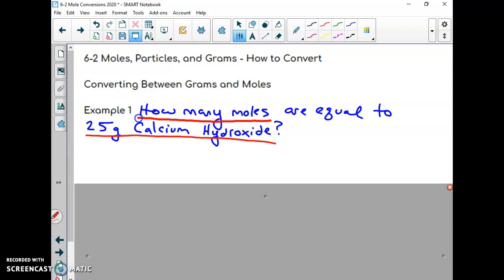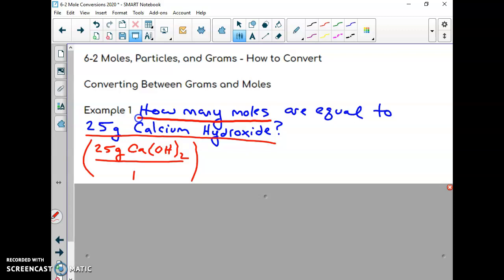We can only start with that number, so we'll write this down. We have 25 grams, and the formula for calcium hydroxide, Ca(OH)2. We'll put this over a unitless one. We're just trying to make it look like a little fraction. The unitless one does not change the mass. It does not change the units. It's just there to make this look like a fraction. So we're looking at grams and moles. We're trying to get moles from that.